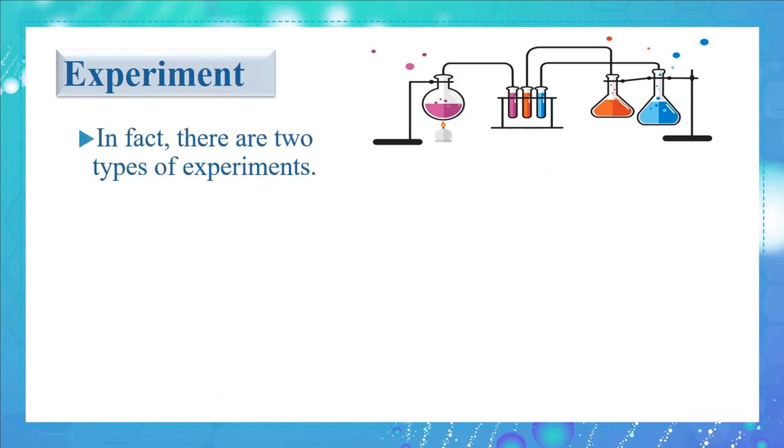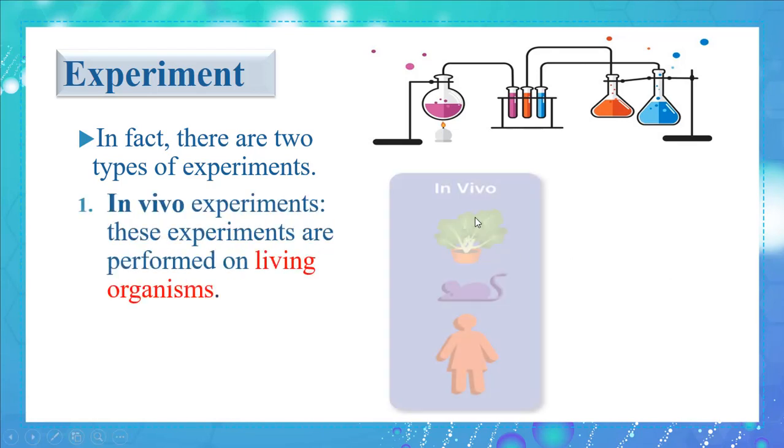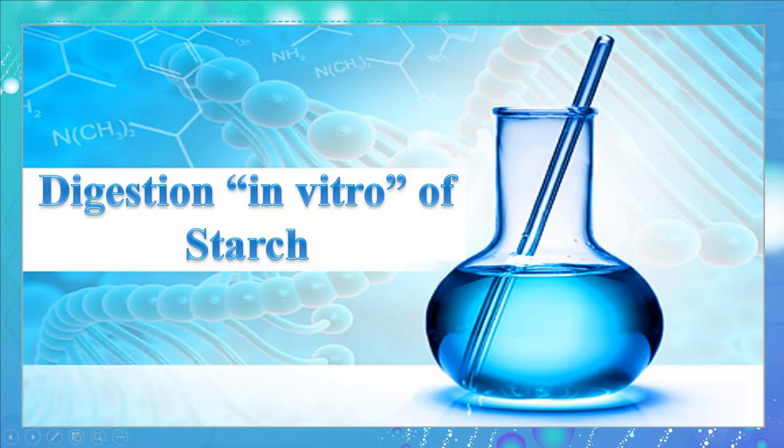In fact, there are two types of experiments. We have in vivo experiments. These experiments are performed on living organisms, and there are in vitro experiments, and these experiments are conducted in test tubes. In this video, we will study the digestion in vitro of starch.